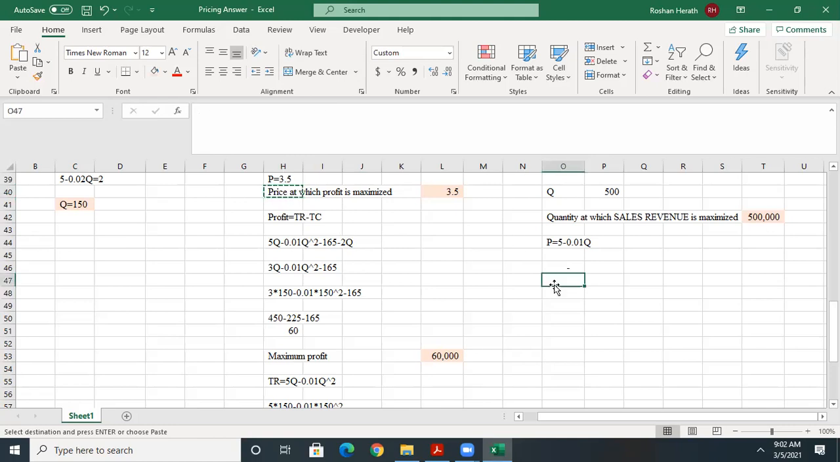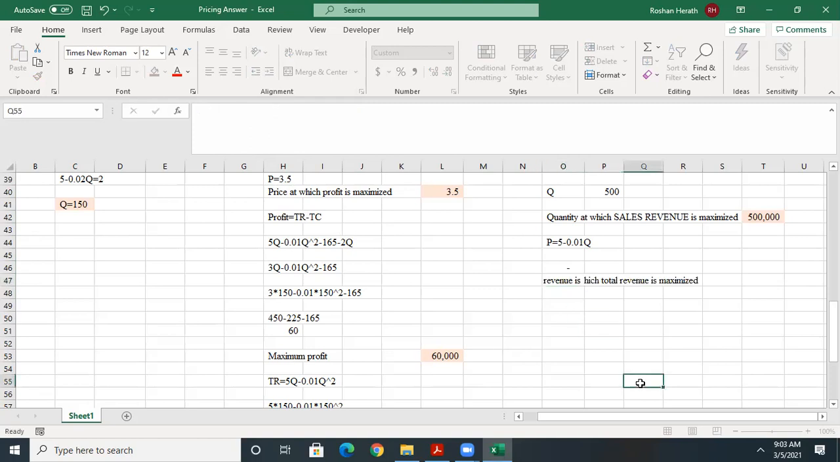Then you have just figured that out. The price at which the total revenue is maximized is going to be 0. Right, it's 0.